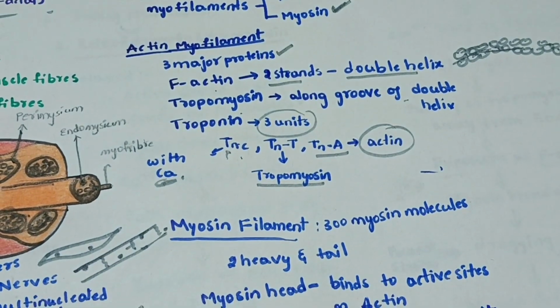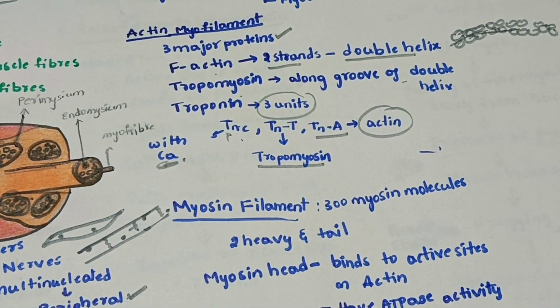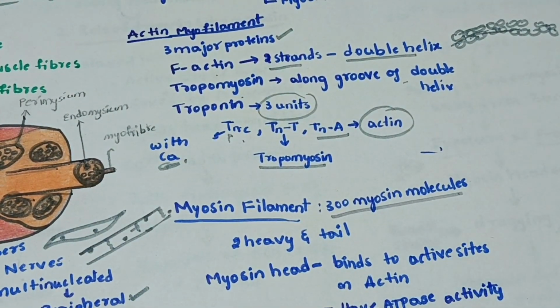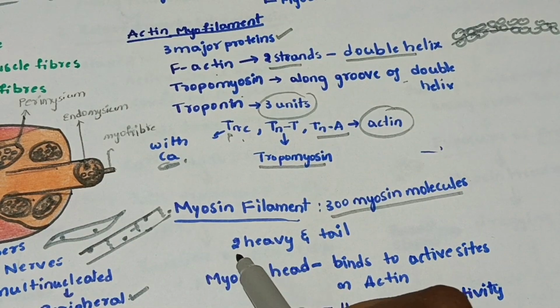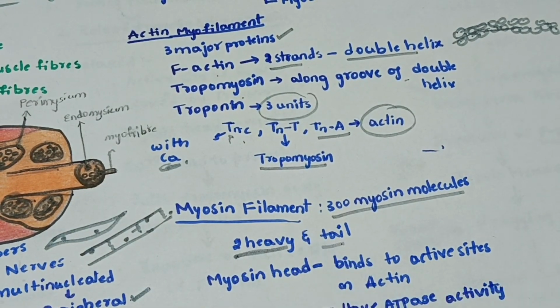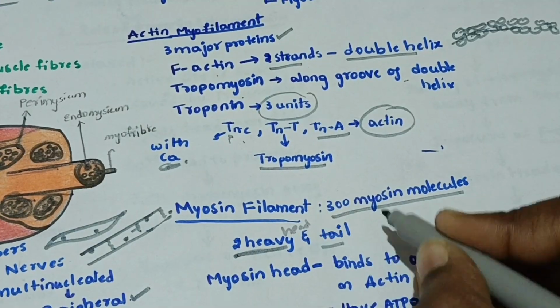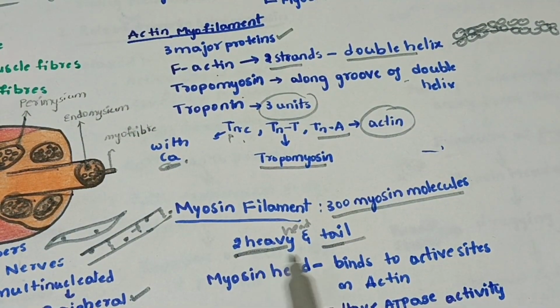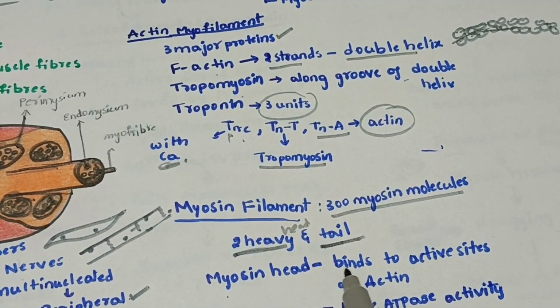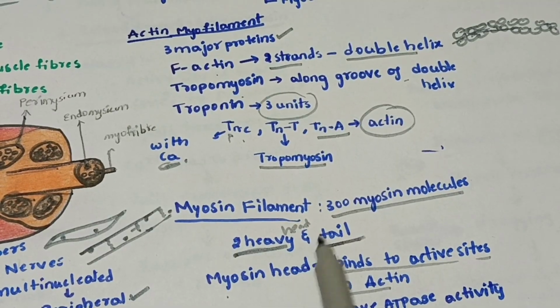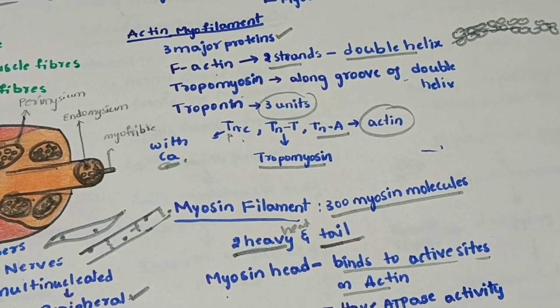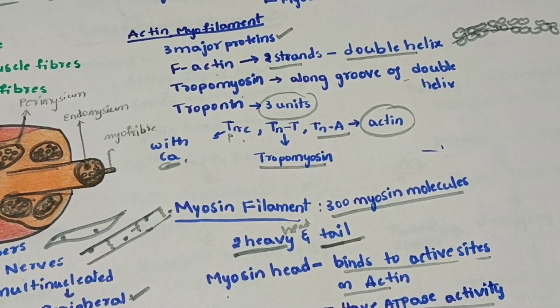And the myosin filament. The myofibril contains myofilaments: one is the actin myofilament and the other is the myosin filament. Now, the myosin filament is formed by myosin molecules containing two heavy heads and one tail part. The myosin head binds to the active site of actin. Actin contains an active site. The myosin head binds to the active site of actin during muscle contraction, and it also has ATPase activity.